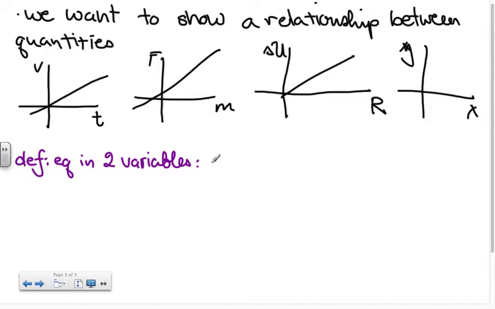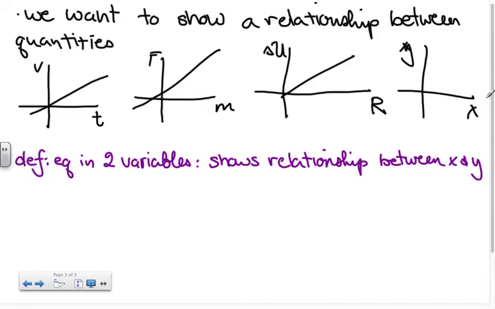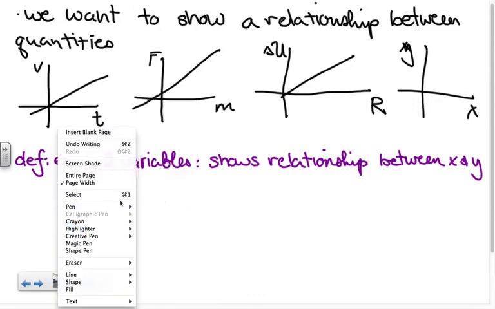an equation in two variables shows the relationship between x and y. I mean, you can name the letters whatever you want, but that's what I mean when we talk about the equation in two variables. And so every equation, so I'm going to give you an example of an equation in two variables real quickly like that.